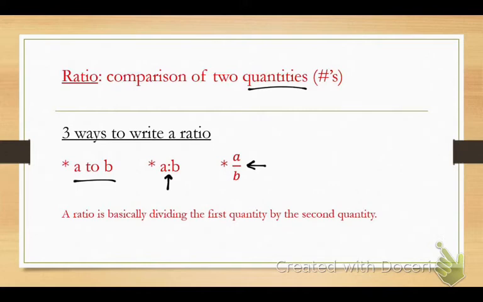Read to me this last thing that you wrote in red pen. A ratio is basically dividing the first quantity by the second quantity, okay? So you're dividing one number by another number. That's the basics of what ratios are.